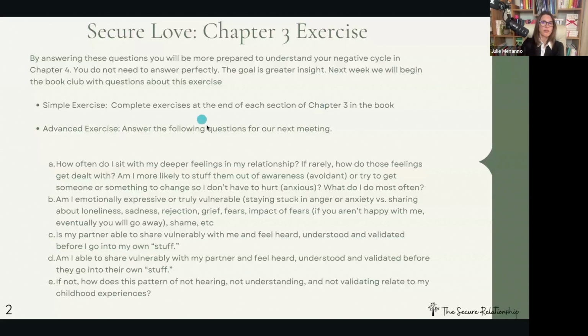And then this is for those of you who are more advanced and you're wanting a little more. These are some deeper dives into the material. I'm not going to read that.